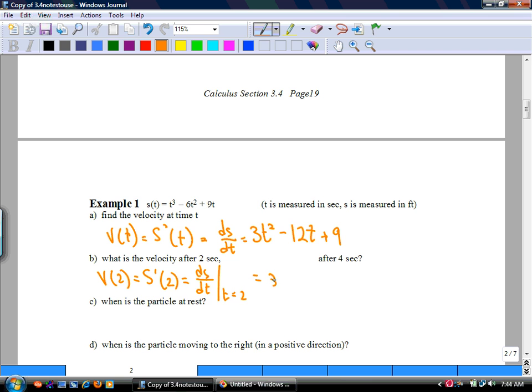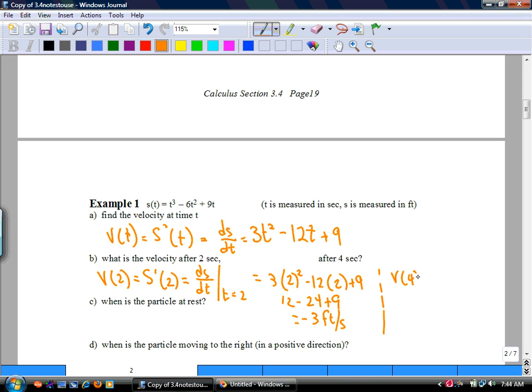So 3 times 2 squared minus 12 times 2 plus 9. 12 minus 24 plus 9 is negative 3. Negative 3 feet per second. Going to the left at a rate of 3 feet per second.